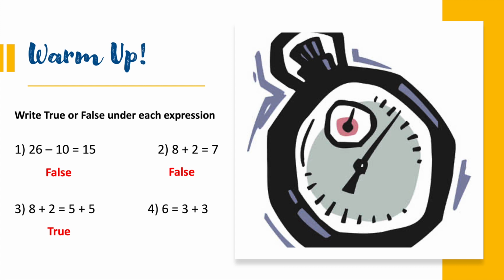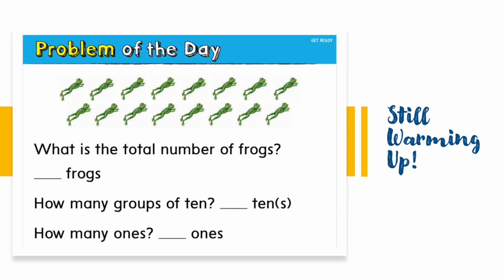For number 4, it says 6 equals 3 plus 3. That is true. Okay. We're still warming up. So look at the picture of the frogs. What is the total number of frogs? Then tell me how many groups of 10 and how many ones. Okay, I'll give you guys 30 seconds. Ready? Go.